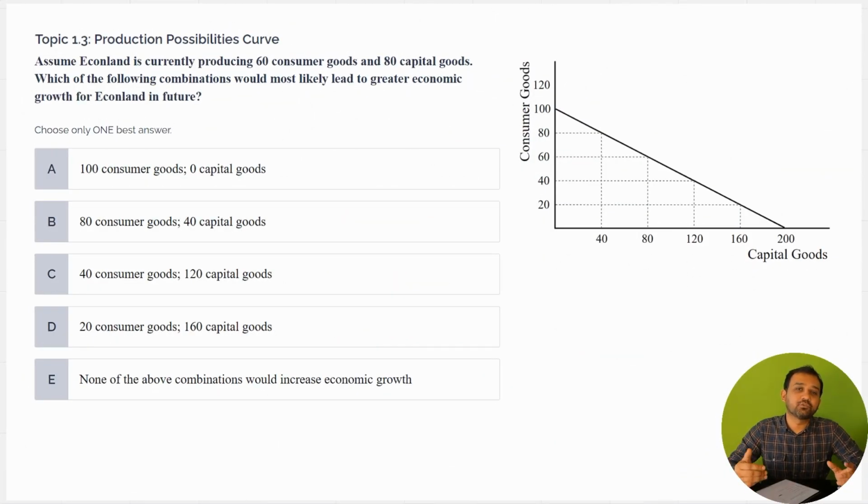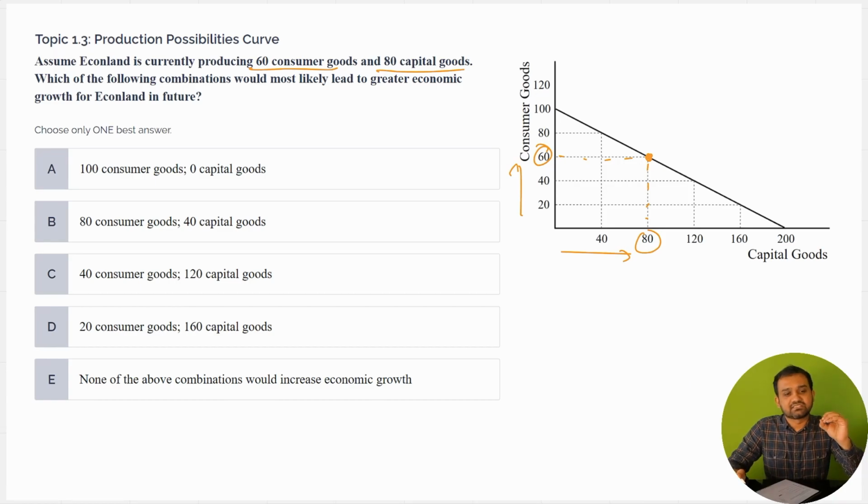This question is about production possibility curves or production possibility frontiers. We are given a diagram that shows the production possibility curve of Econland. The country can only produce consumer goods or capital goods, and we see the different possible combinations that it can produce at a maximum. In other words, production possibility curves show the production capacity of an economy. The economy is currently producing 60 consumer goods and 80 capital goods. So if you go along the consumer goods axis, it's producing 60 and it's producing 80 capital goods. So if you go to that point, it is currently producing on the production possibility curve. It is producing at capacity and it's producing this combination.